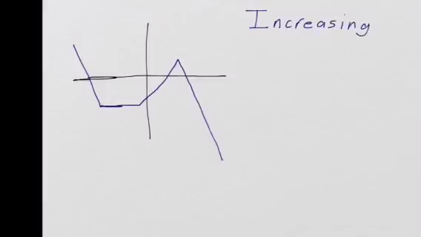And to figure out where the graph is increasing, let me put some numbers on the x-axis here. Let's say that's -4. That's -1. And that point is at 3. So when we say increasing, we're reading left to right, and we're just looking at where the graph is going up.